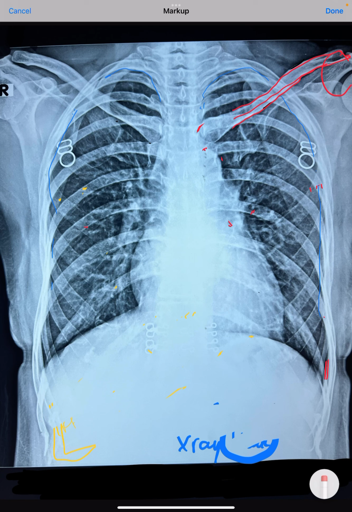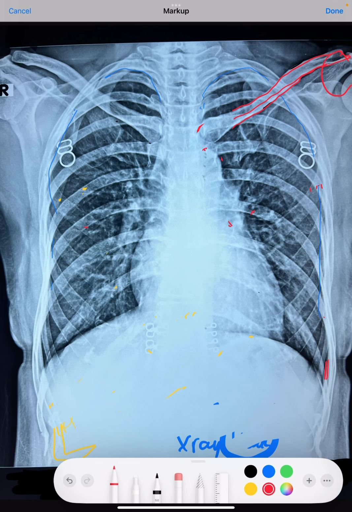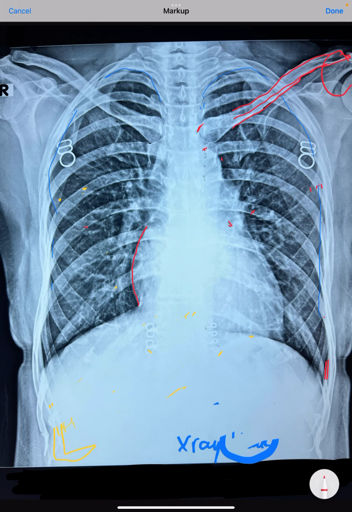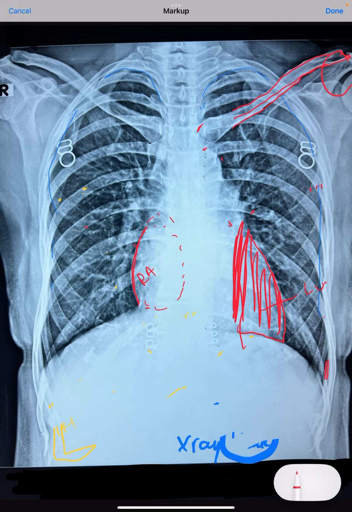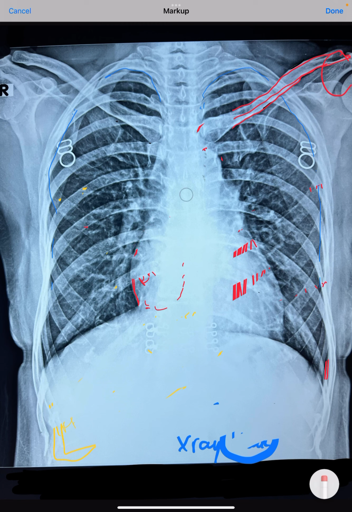Apart from that, this structure here is the right atrium. This is a right atrial structure, and this is a left ventricular structure. This is the left ventricle. This all is left ventricle, whereas this is the right atrial structure. So this is LV, this is RA. Other thing that you must see is the intercostal space.